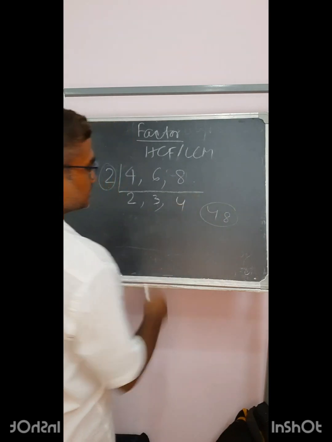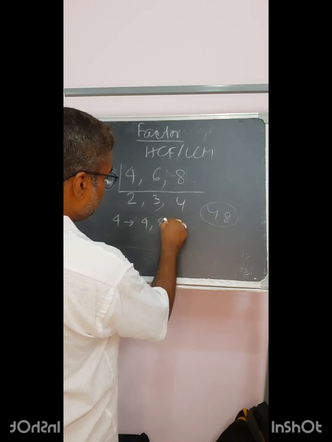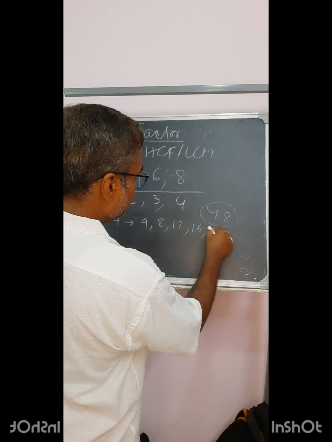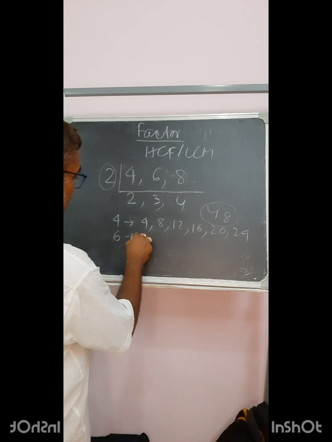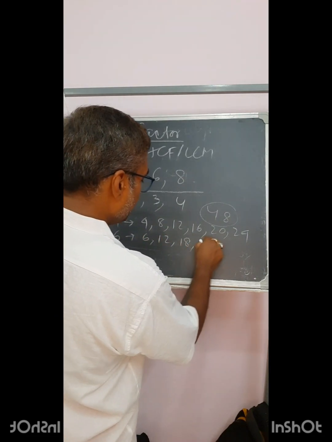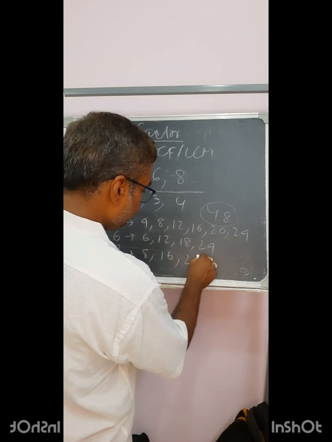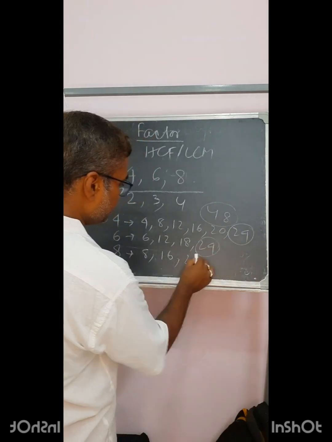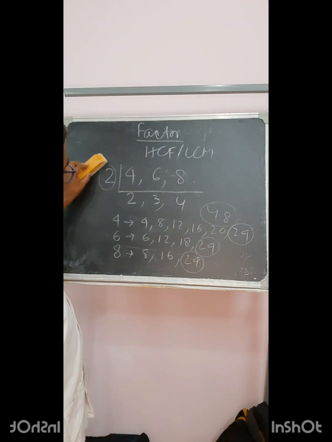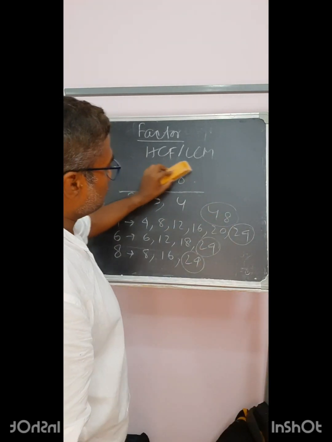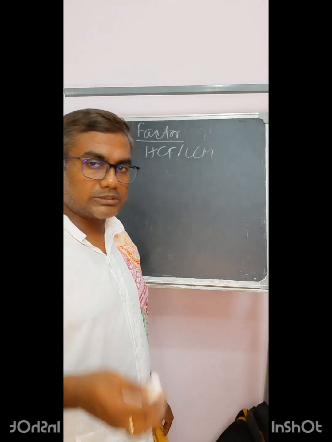But in this case, the LCM doesn't satisfy, because if I take the series of 4, it is 4, 8, 12, 16, then 20, 24. Whereas in 6, 12, 18, 24. In 8, it is 8, 16 and 24. So that means the lowest common multiple is 24, but as per the calculation it is coming 48. So we cannot say that for 3 numbers the rule will work. It is only limited to 2 numbers.